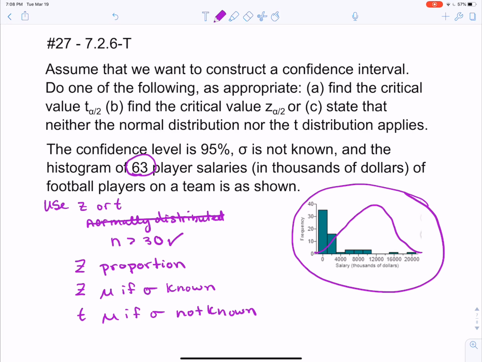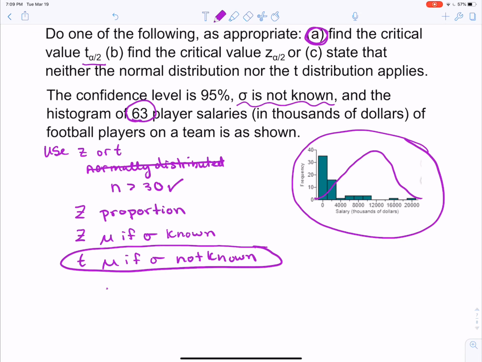So we know they're talking about the mean because they're talking about a standard deviation in here, and they tell us that it's not known. So for that to be the case, that means we need to use our t distribution. So that means with our options A, B, or C, we're going to use option A to find our t critical value, our t of alpha over 2. So there's two ways to do this. We can use our table that's given to you in your formula sheet, or you can use your calculator.